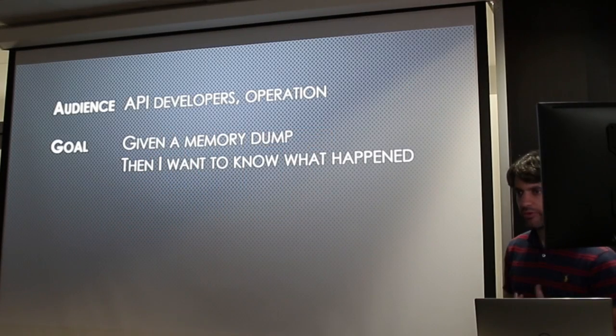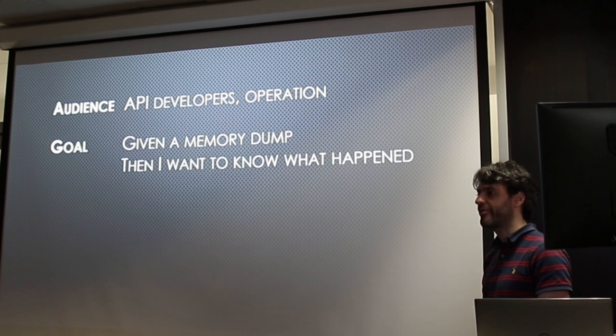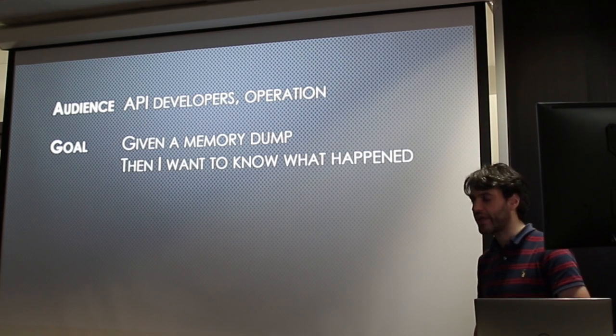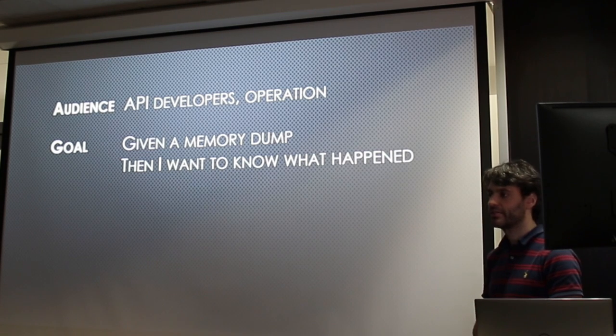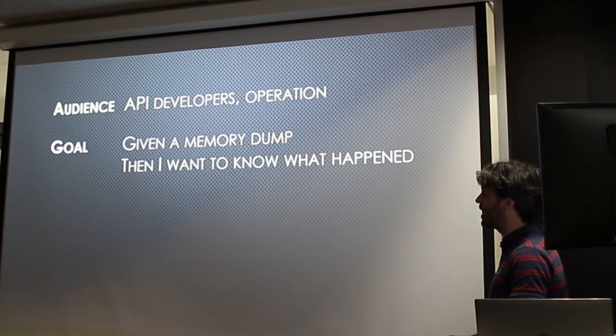and operation people, so people that will go and deploy and operate those APIs in production. And well, you see there is a problem. How do I write a memory dump, and how do I troubleshoot it?